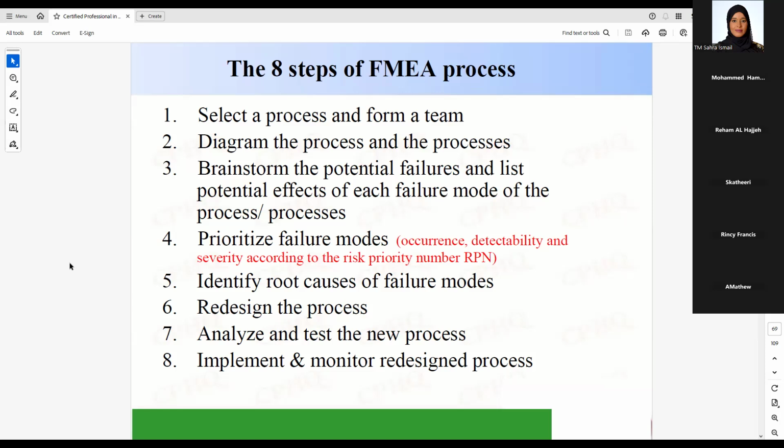For example, let's say you will look at the radiation oncology. You will go in, and because you have a team that knows the process, you will start saying, okay, now the first process is the patient registration. What can go wrong?